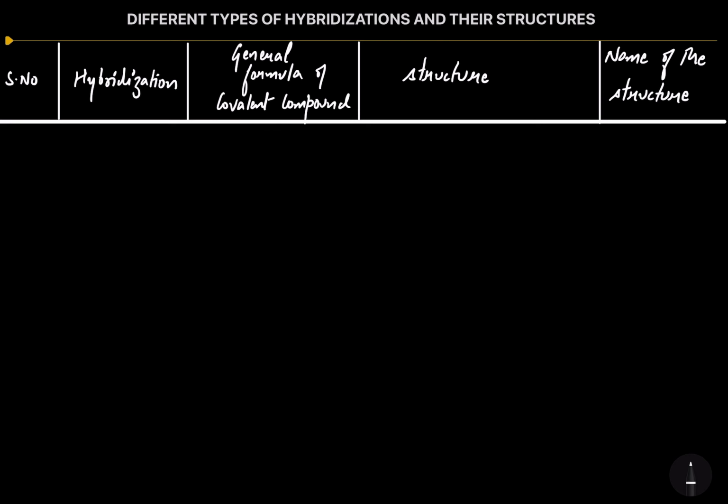My dear students, today's topic for the lecture is the different types of hybridizations and their structures. In the previous lecture, we did a deep introduction about what is hybridization, and today we are going to do its different types along with their structures. In the upcoming lectures, we will be discussing all the types of hybridization one by one. Today, we are just doing the general introduction about the different types of hybridizations.